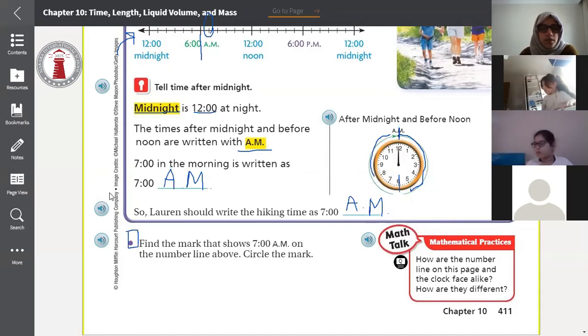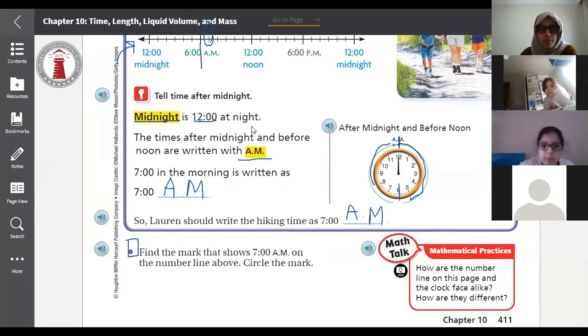Do you guys have any questions before we go to the next page? Raise your hand, please, if you have any question before we go to the next page. Yes, Hadiya? Why do we call the time PM and AM? So we can know the difference between the morning and the evening. It's important to know that AM means morning and PM means evening or afternoon. Oh, yeah, now I get it. So cool.